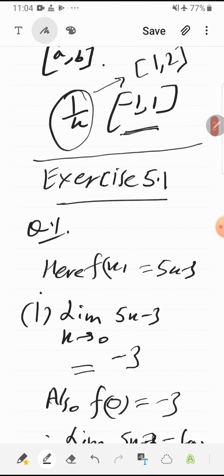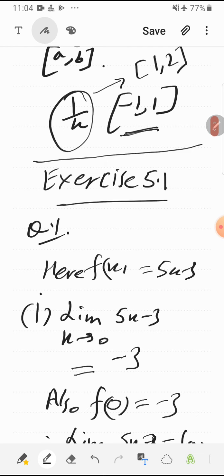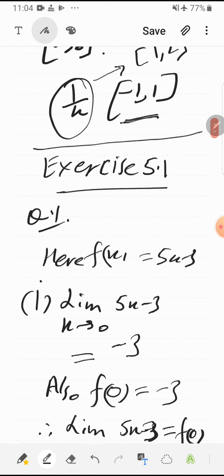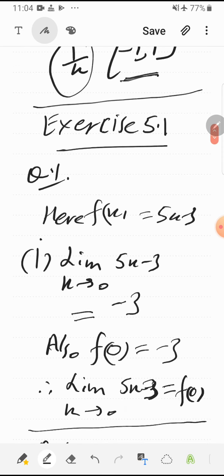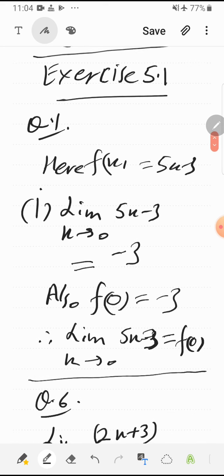So let us see some questions of NCERT exercise 5.1. First question is, find the continuity of a function at 0 where the function is 5x minus 3. Now I am doing this in a formal way. Limit x approaches 0 of 5x minus 3. Obviously I will directly substitute x equal to 0, so it is minus 3 only. Also, what is f of 0? Again a formality, I put 0 directly, so it is minus 3. So limit x approaches 0 of 5x minus 3 is f of 0, so the function is continuous.